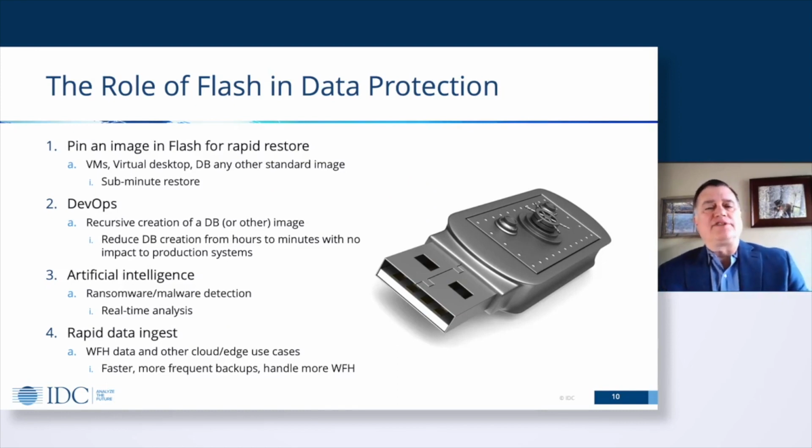So now let's talk specifically about some of the roles of flash and data protection. And this gets back to some of the requirements that I had in just the prior slide. The number one requirement or capability is really to be able to pin an image within a flash tier, a flash component within the array, so that you can supply virtual machine images and other individual file recoveries and so forth, or the database image, in a matter of seconds or worst case, a matter of minutes.